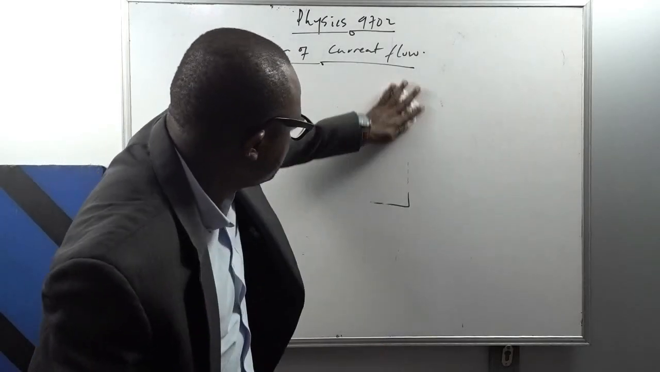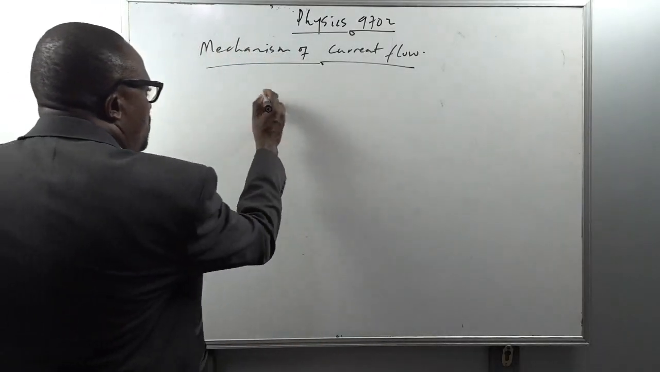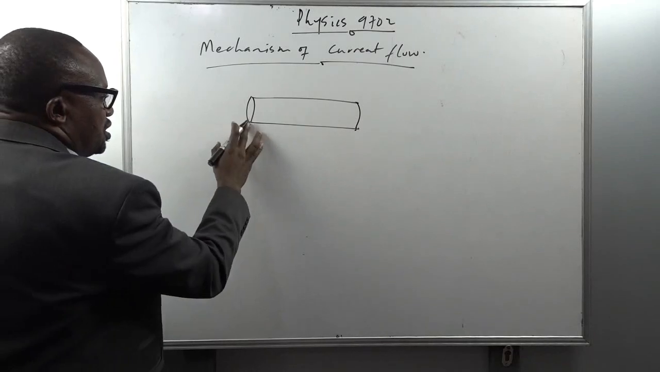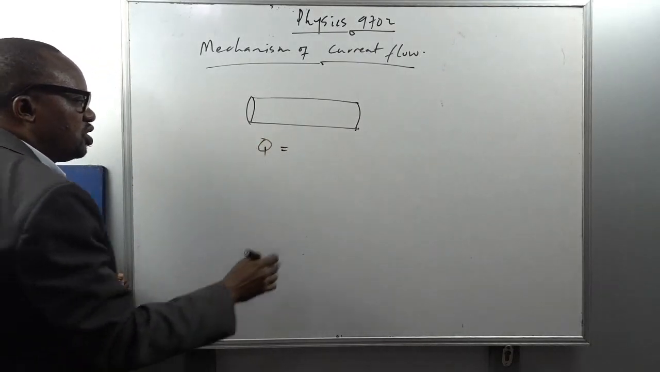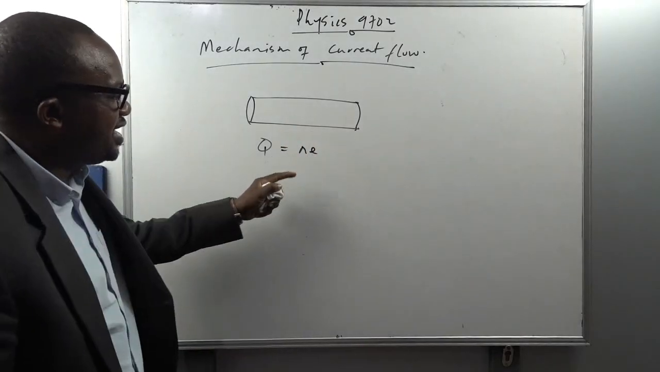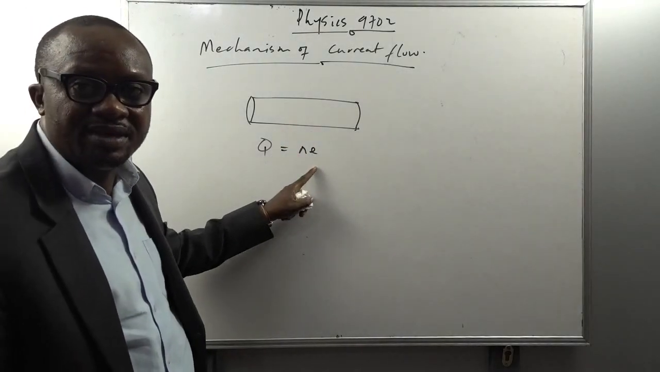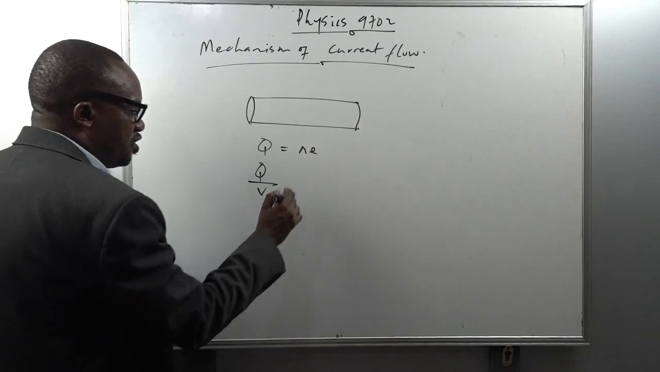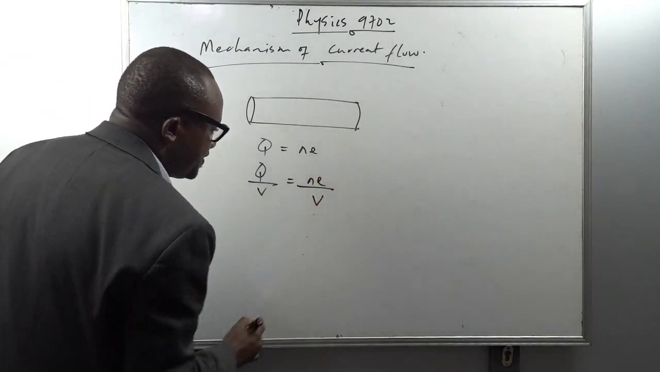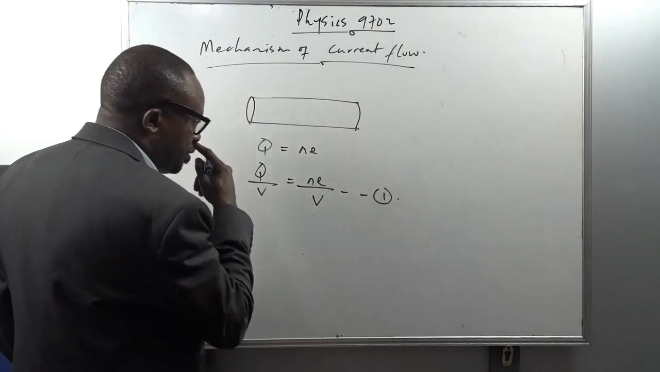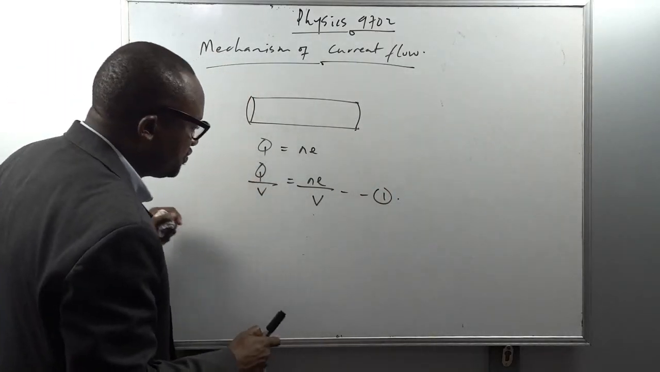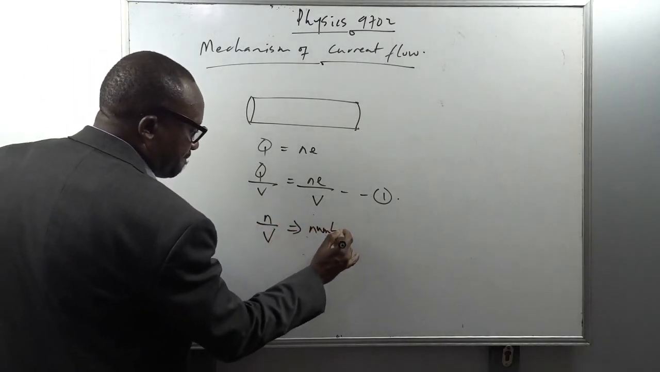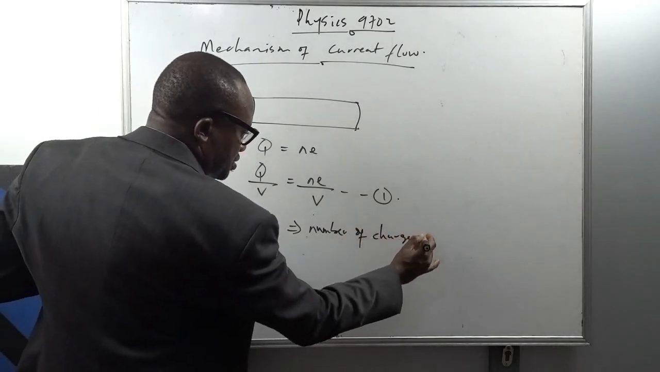So let us look at equations here. Let us say we have a cylindrical conductor like this. The quantity of charge in that conductor is given as Ne, where N is the number of charges and e represents the what? Elementary charge. The charge per unit volume will be given as what? Ne over what? Over V. I can call this equation 1 today, because we have written this equation before. This represents the number of charges per unit volume.